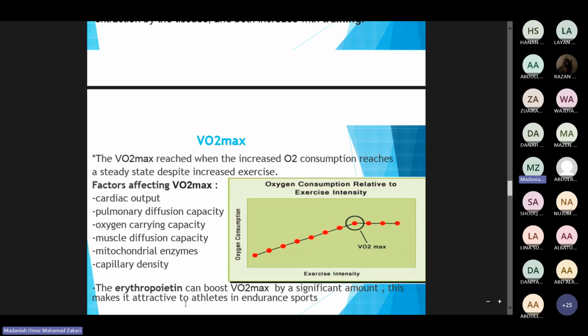Erythropoietin can boost VO2 max. There are some researches showing that erythropoietin, the hormone that produces red blood cells, can boost the VO2 max by a significant amount, and this makes it attractive. Some athletes use it to improve their endurance activity.